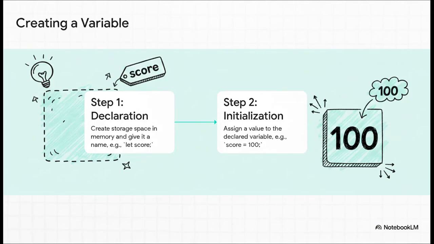It's really just a simple two-step dance. First, over there on the left, you've got step 1, which we call declaration. When we type let score, we're basically telling the computer, hey, go grab an empty box for me and slap a label on it that says score. Then, in step 2, initialization, we say score equals 100, and that's us opening the box and putting the number 100 inside. Simple, right? First you make the box, then you fill it.